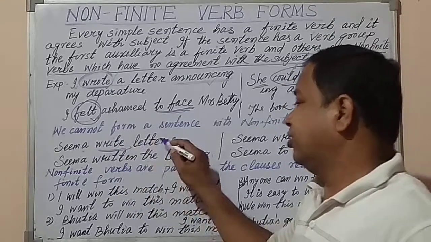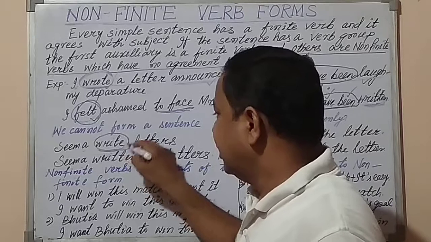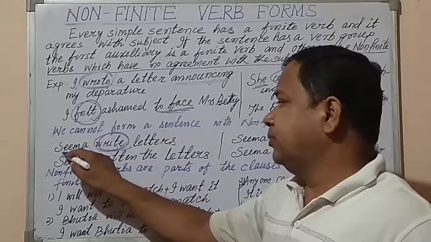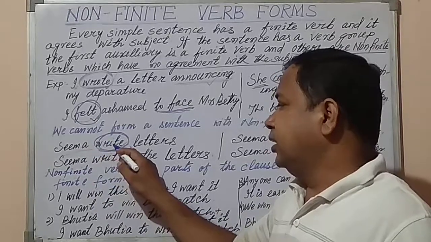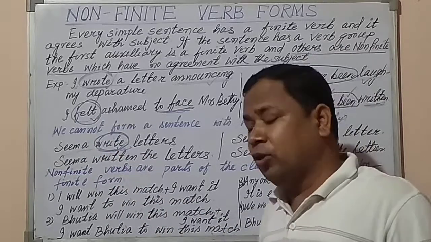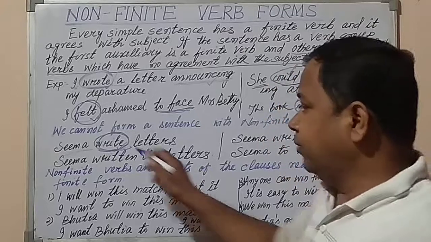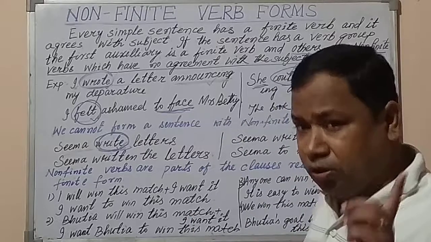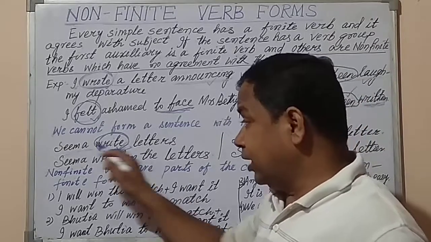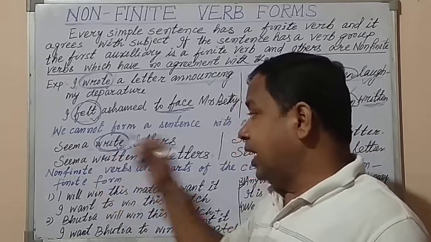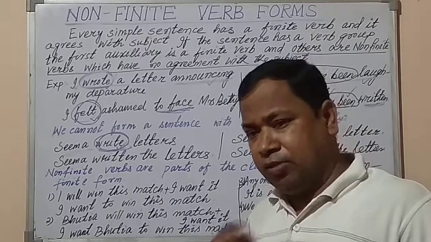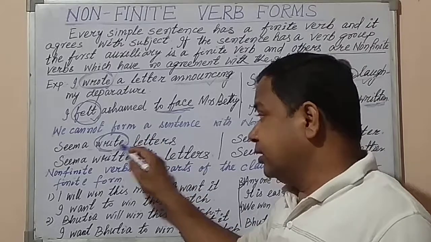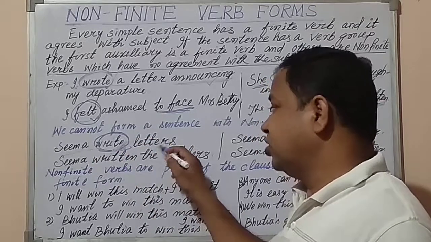Seema write letters. You see here, write. So this write does not agree with the subject Seema because it is not the present form nor the past form. If Seema is your subject, it is third person singular number. As Seema is third person and a singular number, this verb should be writes. So Seema writes letters. It's correct.